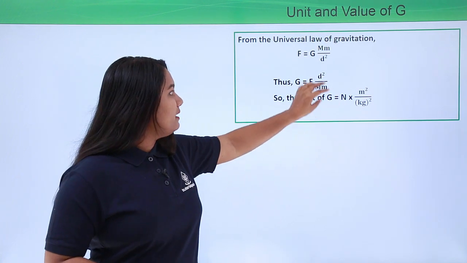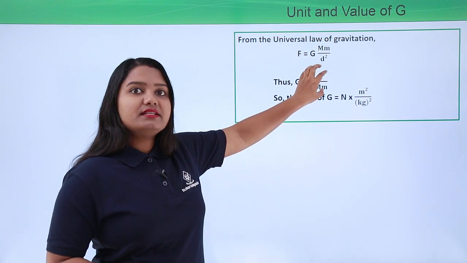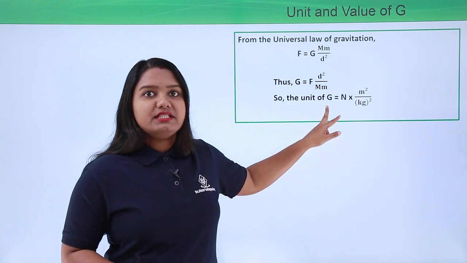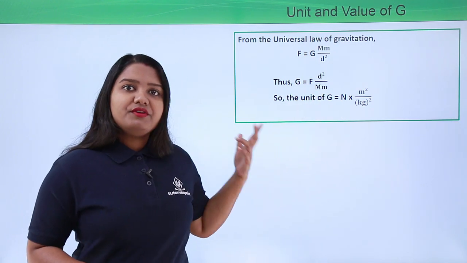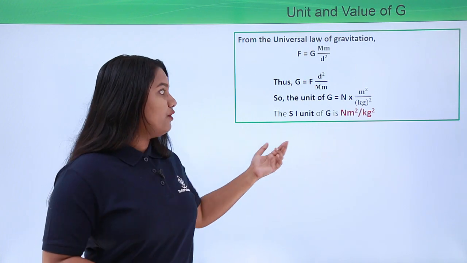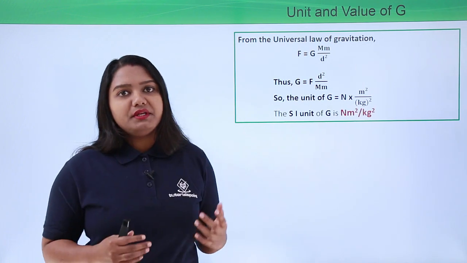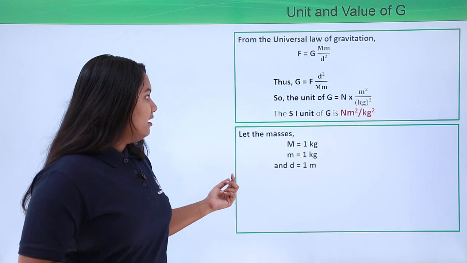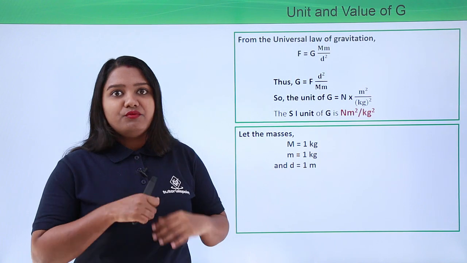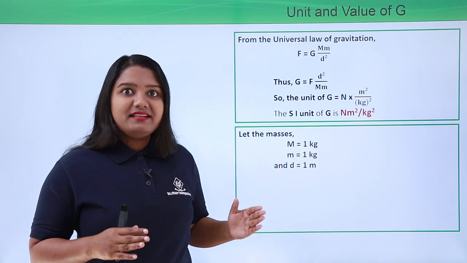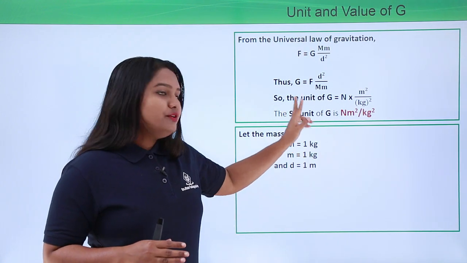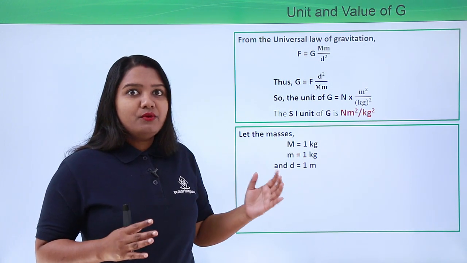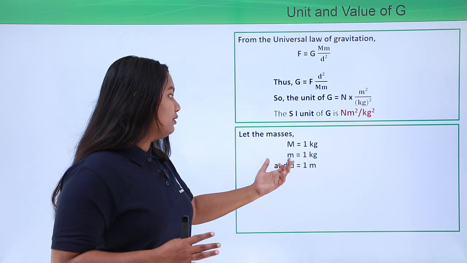We have simply replaced these physical quantities with their units, and this side becomes the unit of G. So here we find out that the SI unit of G turns out to be Newton meter squared per kg squared. Now let us have an estimation of what it means to be the universal gravitational constant. We will have an estimation of how it is and how much it is in quantity.